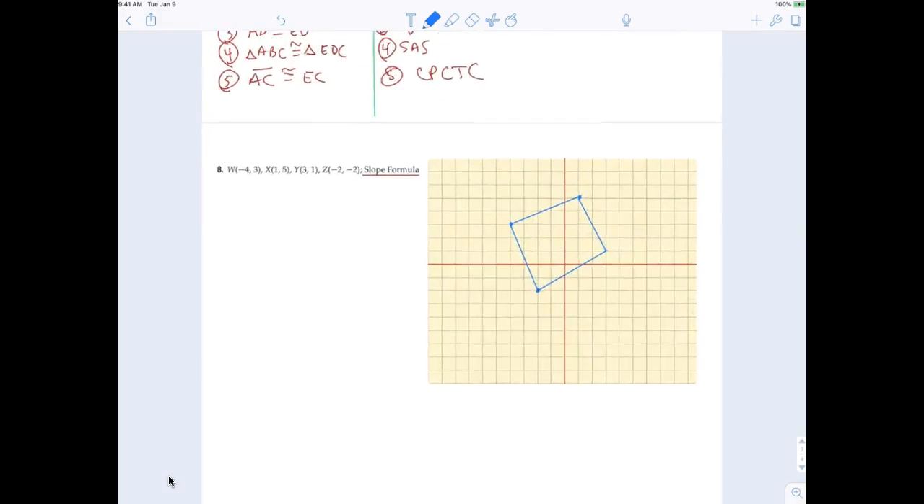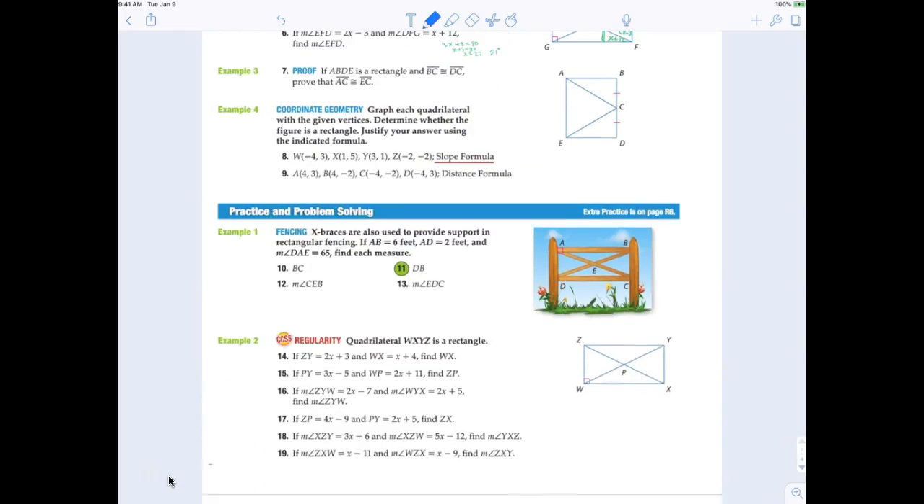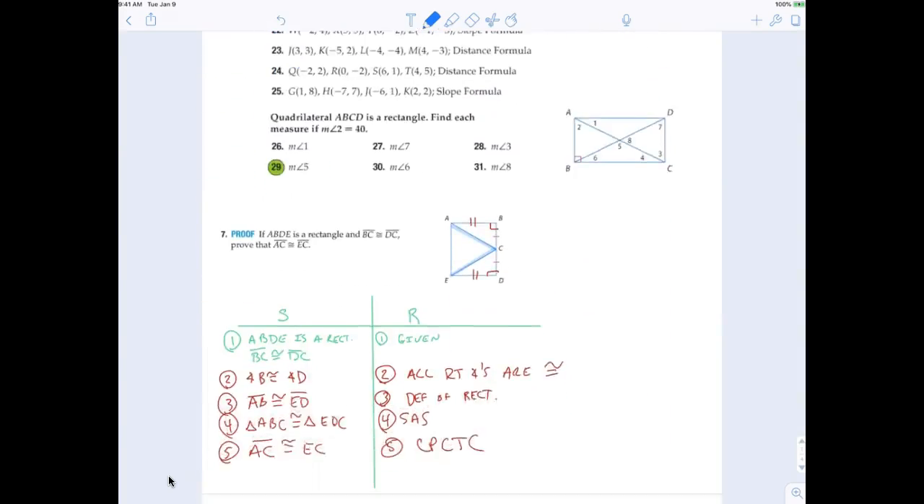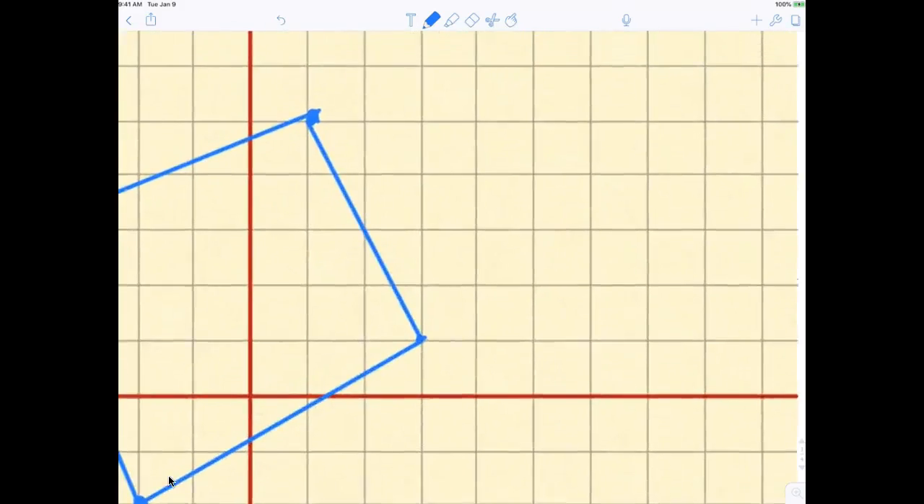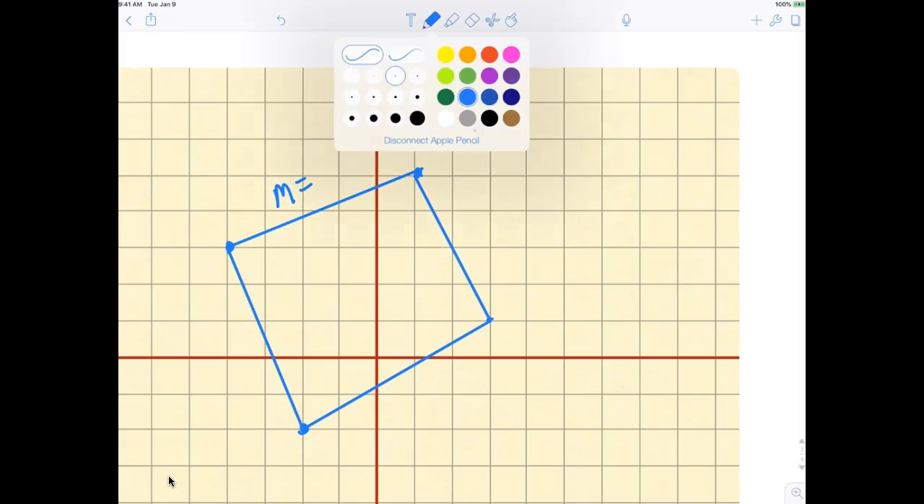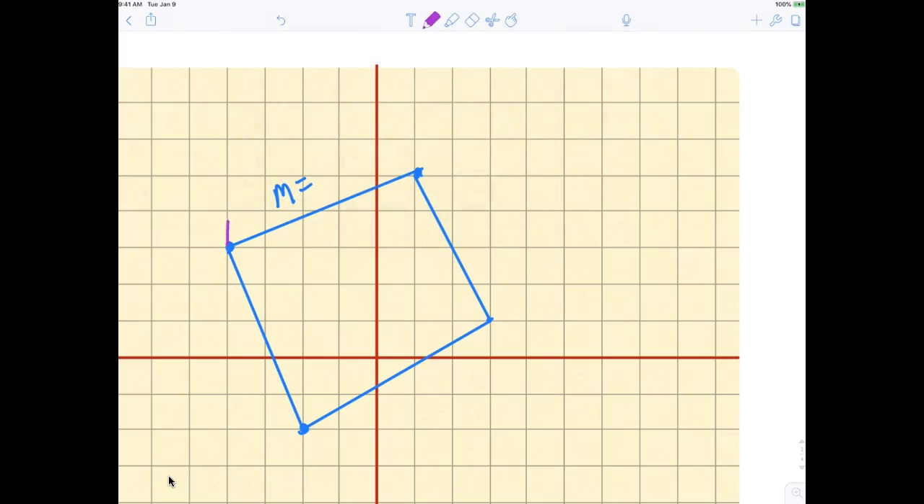All right, does it say prove that it is, or does it say is it? Graph each quadrilateral. Determine whether the figure is a rectangle. Okay, so we can easily verify this now. So here's all you have to do, guys. And look how simple. All right, let's do the slope of this line right here. Now again, I don't mind graphing it out because sometimes it's a little bit easier. The slope here, how much should I go up? 2. And I went over 5, right? So the slope is 2/5.